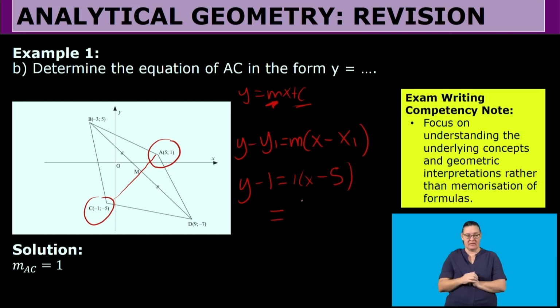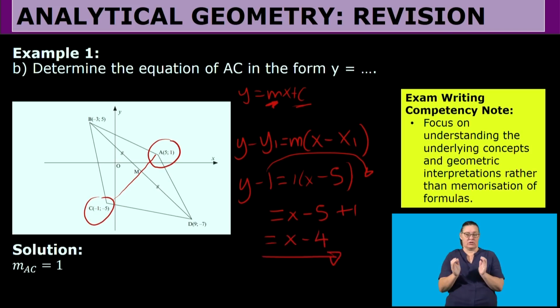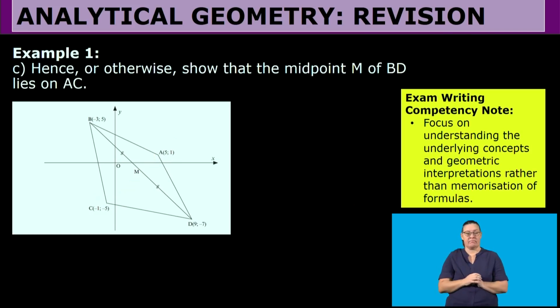Okay, simplifying, we get x minus 5. Bring your minus 1 over, so it becomes plus 1. So it's y is equal to x minus 4. Okay, so that's the equation of line AC. Let's move on. Hence or otherwise, show that the midpoint M of BD lies on AC. So we've just worked out that that line was y is equal to x minus 4. They're asking us, well, show that the point M lies on that line.